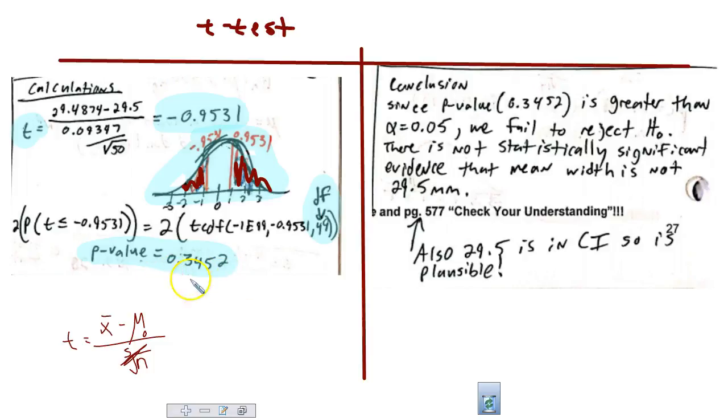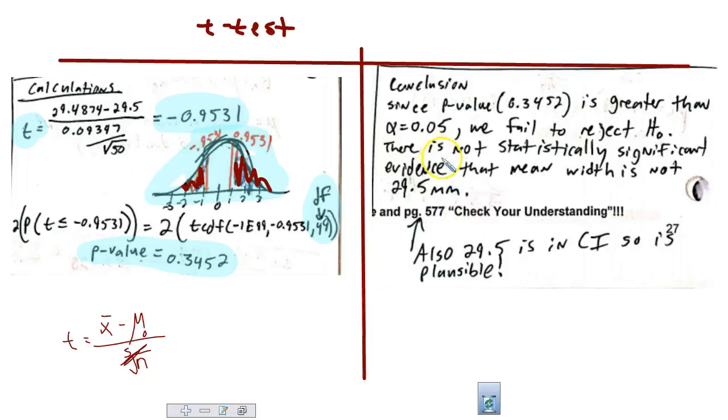And when you look at this p-value and you think of it as a probability, you should think, well, that's not unlikely. I mean, that's very likely to get a sample like this. And since it's not unlikely, since it's not a low p-value, since it is greater than our alpha level, we fail to reject the null.